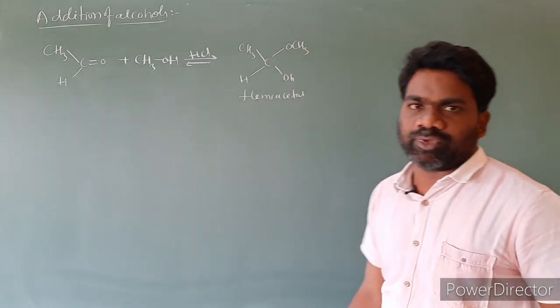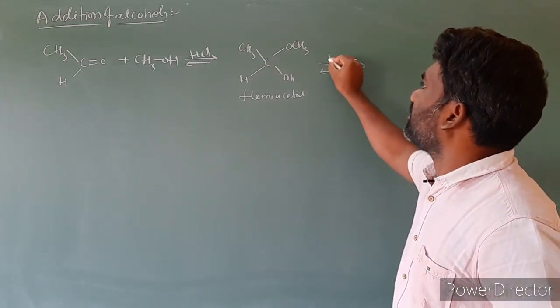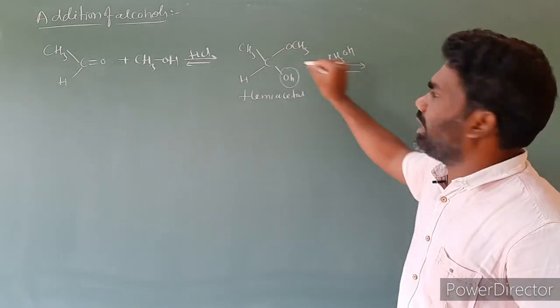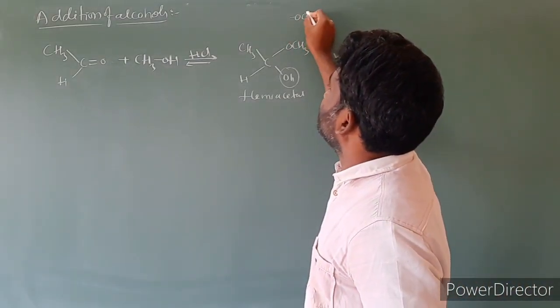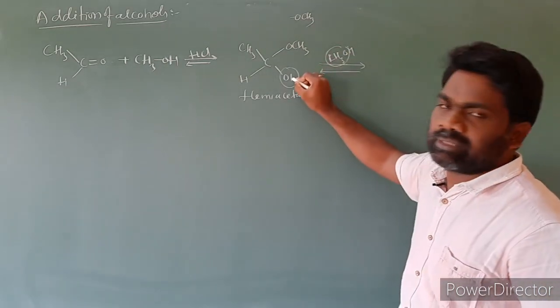This hemiacetal is formed. Then this hemiacetal further reacts with what? One more alcohol, CH3OH. Remove this OH group and add an alkoxy group. What is the alkoxy group here? OCH3. OCH3 is an alkoxy group. This OCH3 group is attached in place of OH.